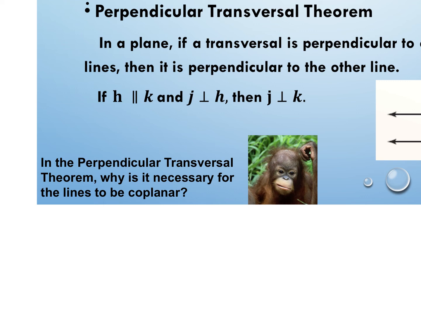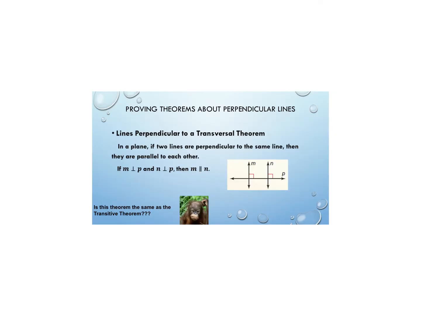Now, imagine if they weren't coplanar. If I moved it like this, is this Apple Pencil now perpendicular to one of the lines? Yes, it still is. But is it ever going to hit the other line? No. Do you see the difference? It could be perpendicular to one and not hit the other if they weren't in the same plane. So part of this is that they need to be in the same plane. Got it? Okay.